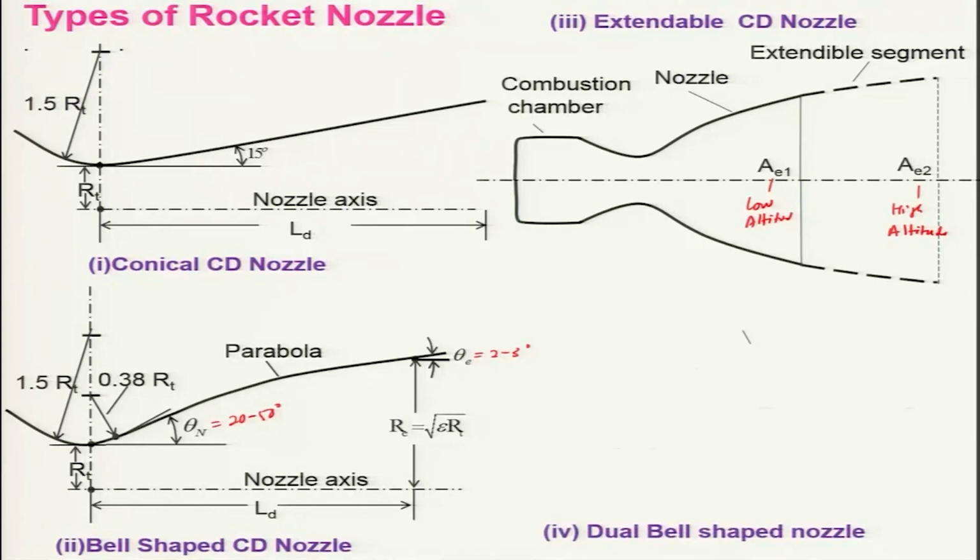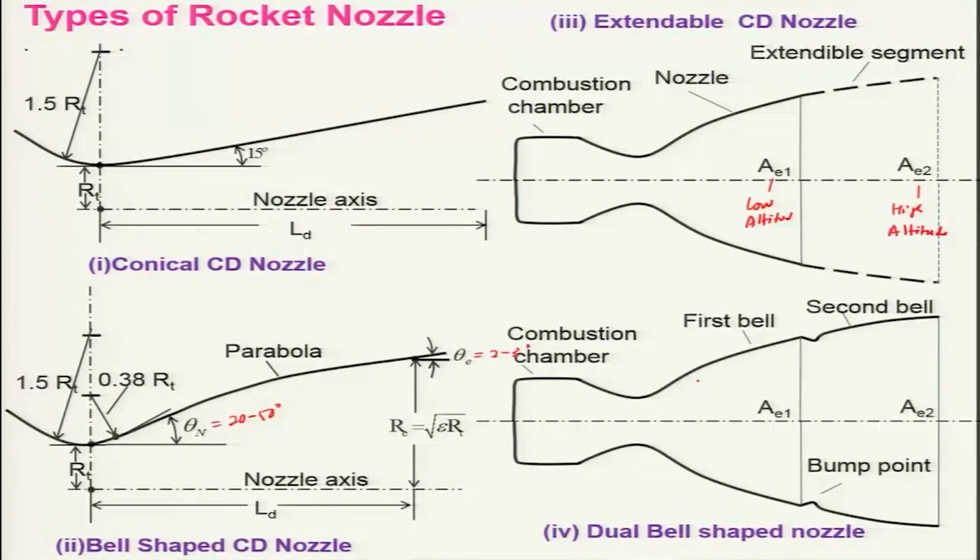To overcome that, people have gone for a nozzle having two bells. This is one bell, the first bell, and this is the second bell with a bump. When it is operated at low altitude, the flow will be separated at the bump, so the flow will go that way at low altitudes. However, when it is operated at high altitude, the flow will not separate at this bump and will take place over here, so that it is operated as if it saw the higher area ratio, and it will be adjusted so that the losses will not be there.